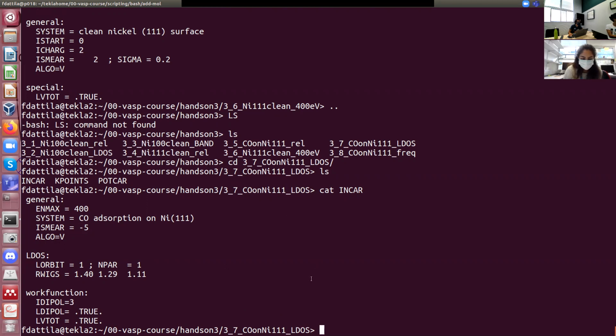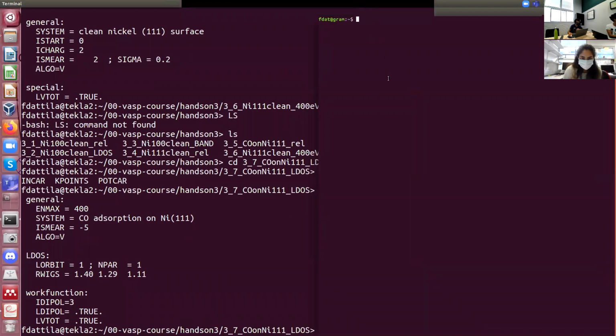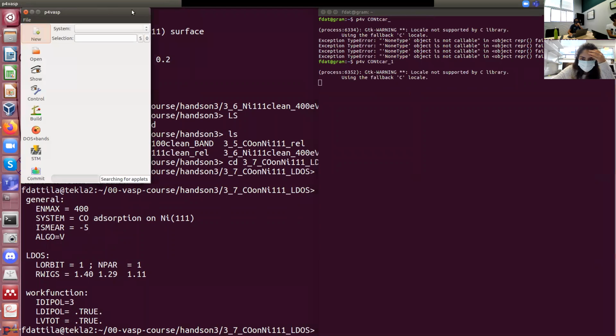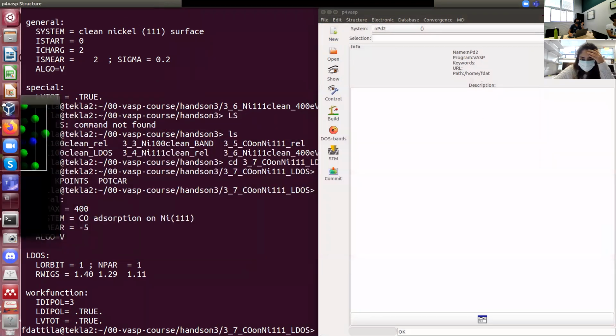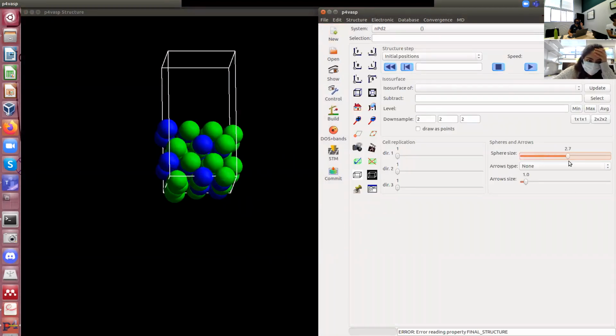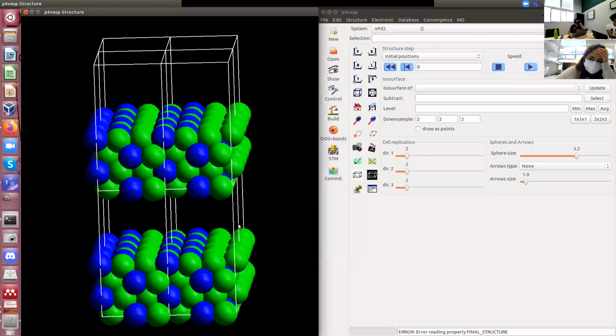Why? Because of the problem for the surface, and let's see if I can open the card, if I have it here. So the problem is that you need to remember that all these systems are periodic. What it means that all these systems are periodic is that this is your cell, and this cell will be repeated infinite times in all the directions, as well in the z direction.